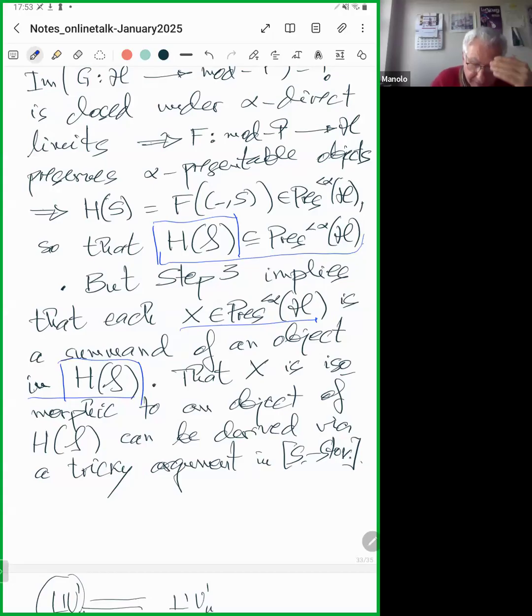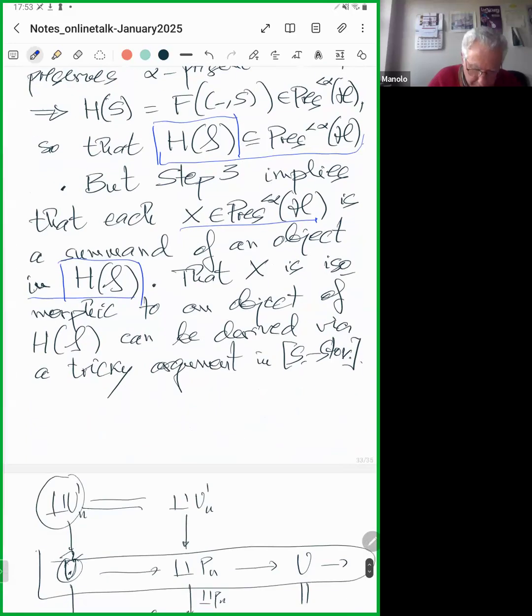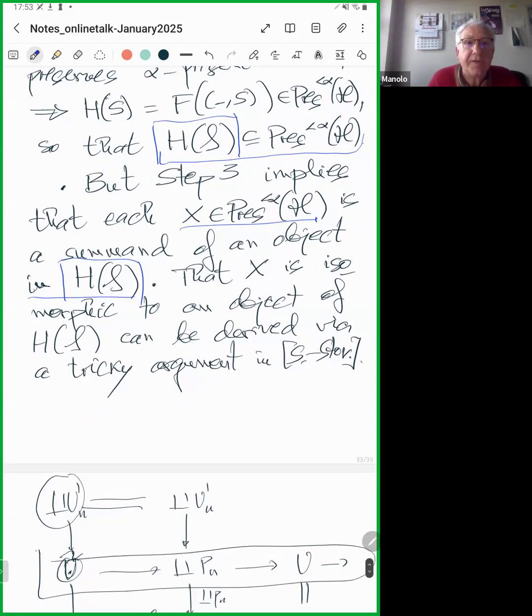The theorem says that there is an equality. Any alpha presentable object in the heart is isomorphic to an object in H of S. So that is a tricky argument. Not hard, but it's a little bit tricky. And it's exactly the same that appears in my paper with Jan Stovicek. And then, well, I stop here.